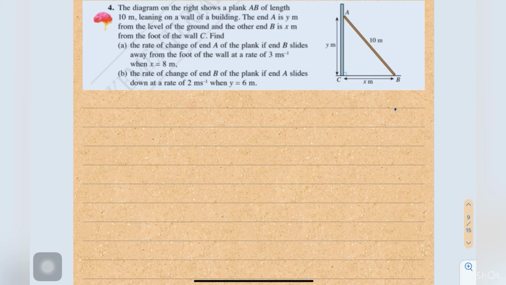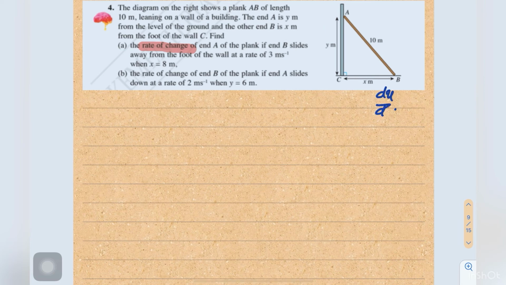So for this question, the clue is rate of change. It is already given from the diagram x, so this one is delta x and the vertical is delta y. Sorry, dy/dx. Okay, sorry.